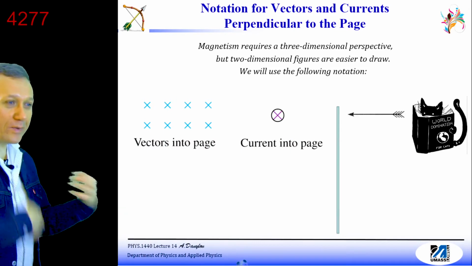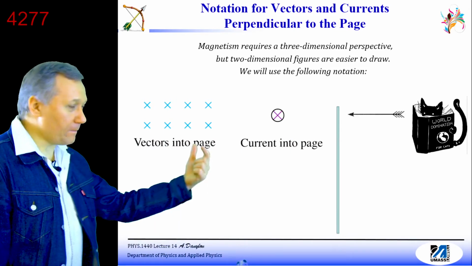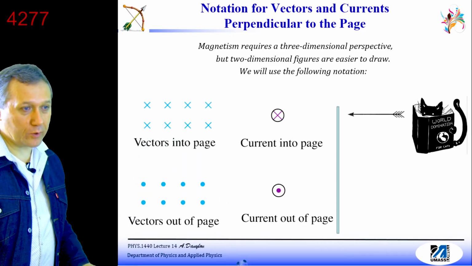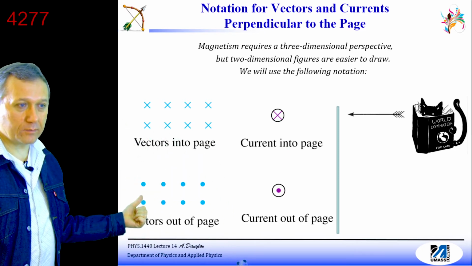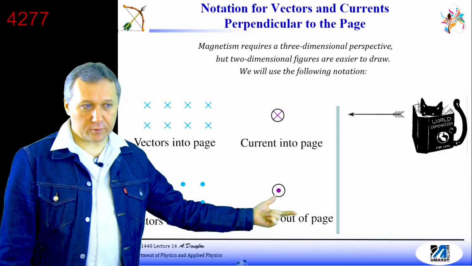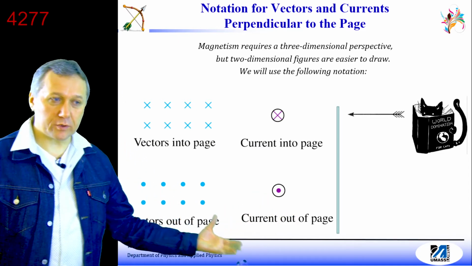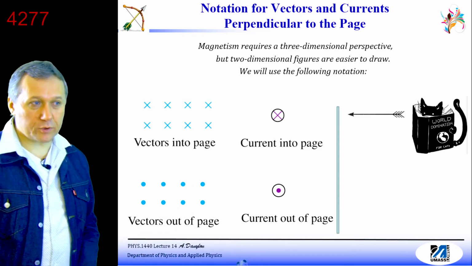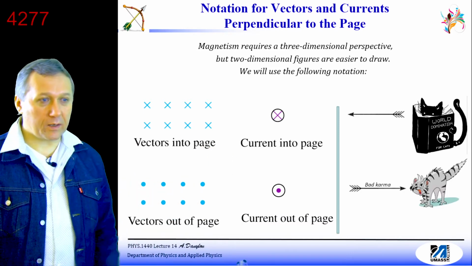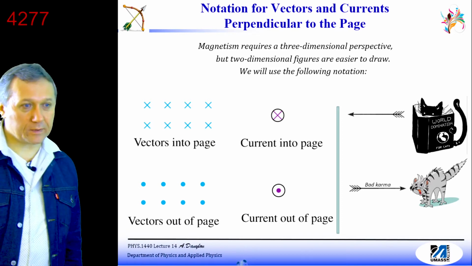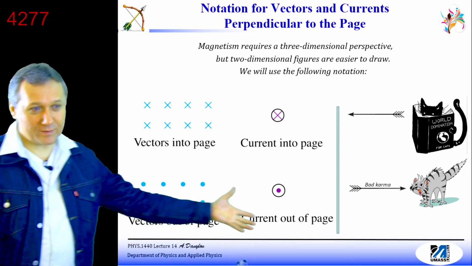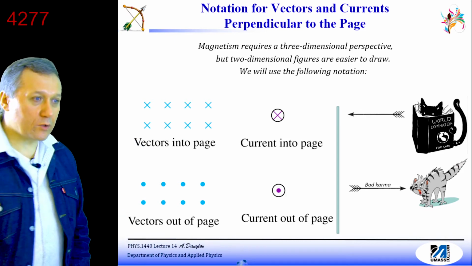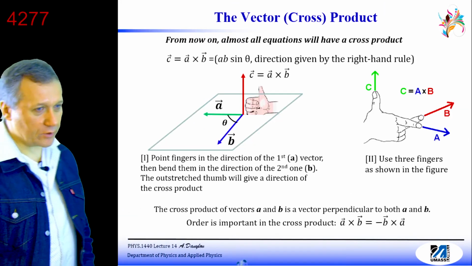Of course, in the opposite situation, if a vector is out of the page, basically towards you or out of the board, we're going to use either just a dot or a dot with a circle. Again, we can use it to show the direction of the current or the direction of the vector. Same logic: if you imagine an arrow flying towards you, that's what you're going to see. So from this point, we're going to use these notations a lot.